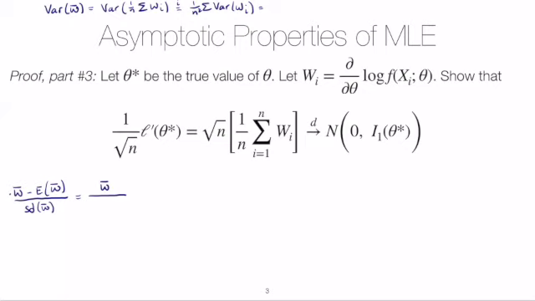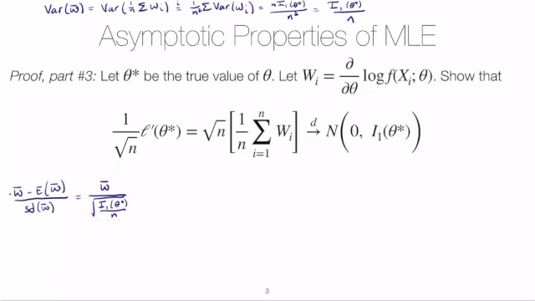And this we should have n times I1 of theta star over n squared, which is equal to I1 of theta star over n. So down below, we should be dividing by I1 of theta star over n. All right, so again, we know by the central limit theorem that this converges in distribution to a normal 0, 1. This is just plugging in the right values.